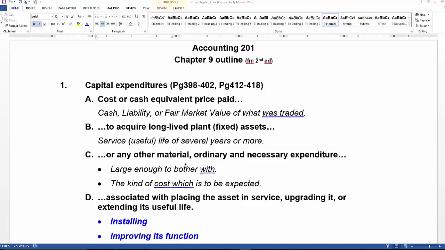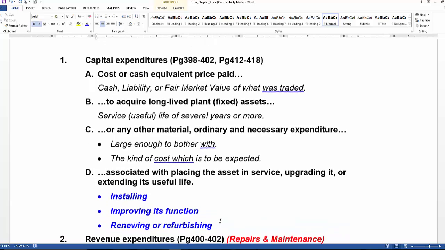And any other material, ordinary, necessary expenditure associated with placing that asset in service or upgrading it or extending its useful life. So material means it's large enough to bother with. Ordinary and necessary means the kind of cost you would expect to have. Now, what is associated with placing the asset in service? That means installing it or getting it ready for use. Upgrading it would be improving its function, and extending its useful life is referred to as renewing or refurbishing or refurbishment.